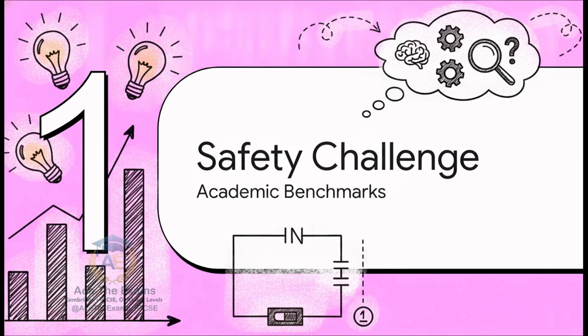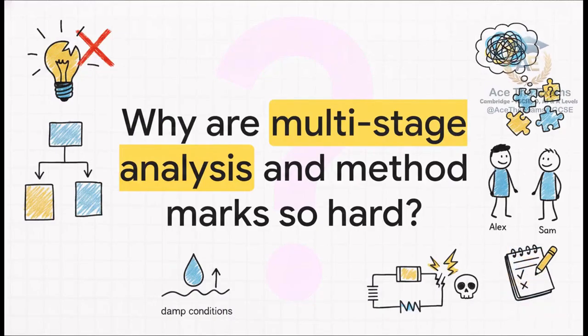All right, starting off with Section 1, the Electrical Safety Challenge. We really need to understand the academic benchmarks that separate average, middle-of-the-road grades from those absolute top-tier scores. So, the fundamental question we have to answer right out of the gate is this. Why does multi-stage analysis on electrical safety cause so many dropped marks, year after year? Think back to our two students, Alex and Sam. Alex clearly knows the foundational physics. The facts are all there in Alex's head, but Alex completely lacks the technical methodology to apply those facts to the highly specific scenario provided in the exam prompt.